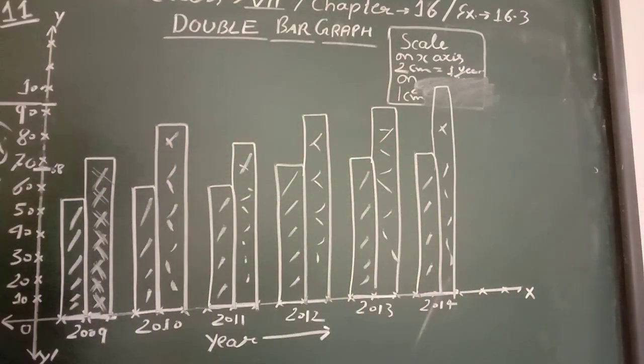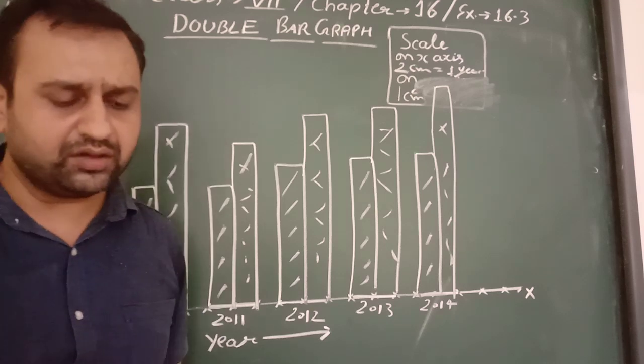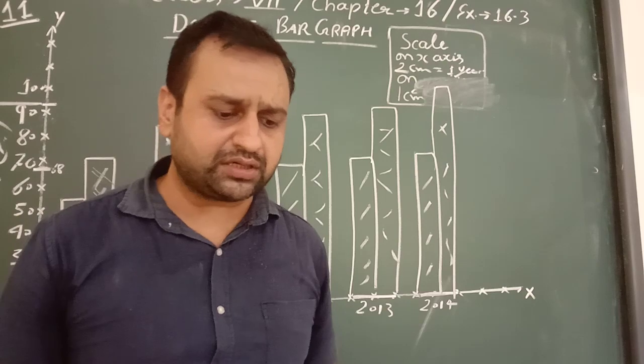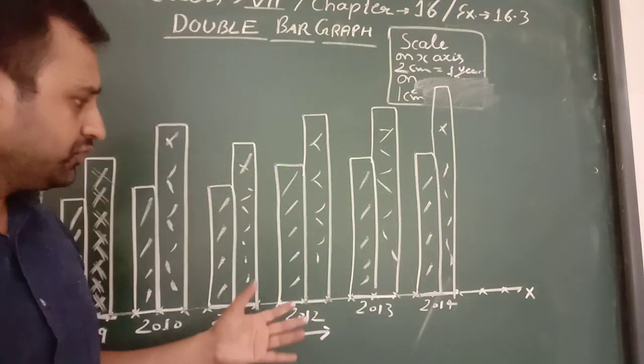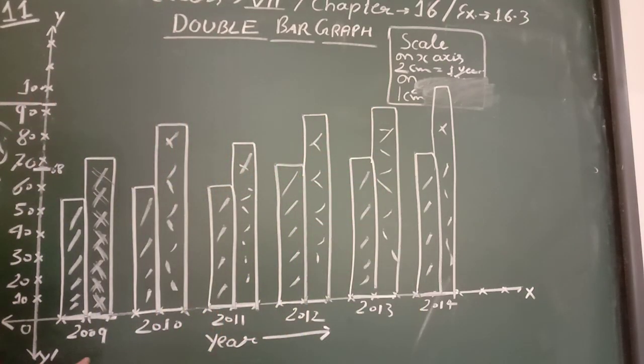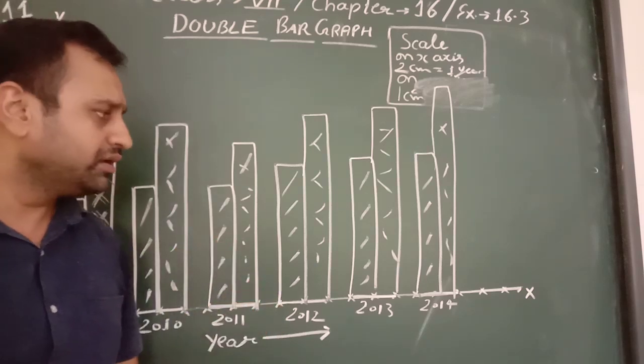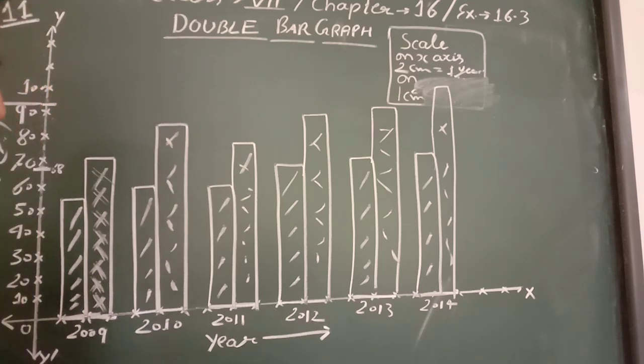So it is a double bar graph to represent, for the same year, the result of the pre-board examination and annual examination. From this we can easily find out कि उस साल प्री बोर्ड और एनुअल एग्जामिनेशन के रिजल्ट में कितना कितना डिफरेंट रहा. I hope you understood. Note it down.